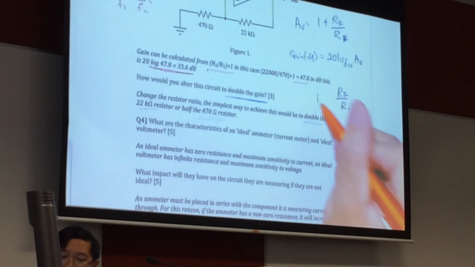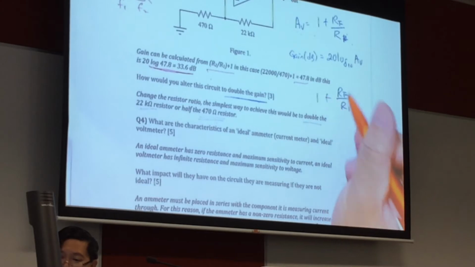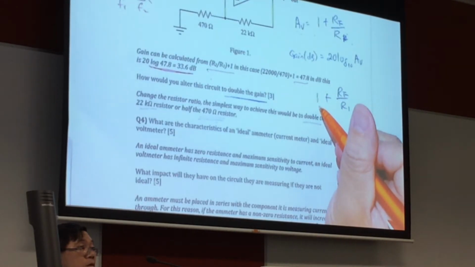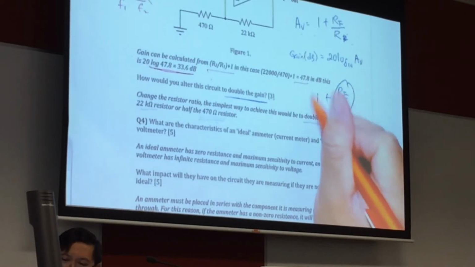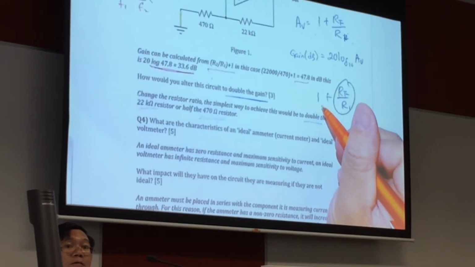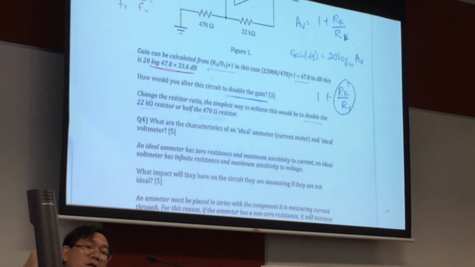But now I have a 1, you see? You understand? So even though I double the top, because I need to add 1, it's not exactly double. But then, if this term is much bigger than this 1, then the 1 is insignificant. You get the idea? This is what the assumption is assuming. Is that clear?